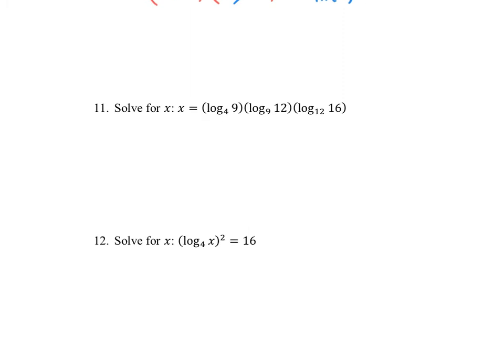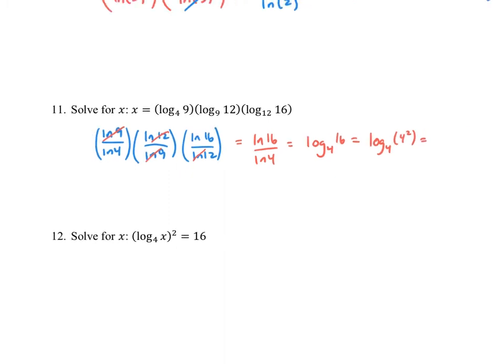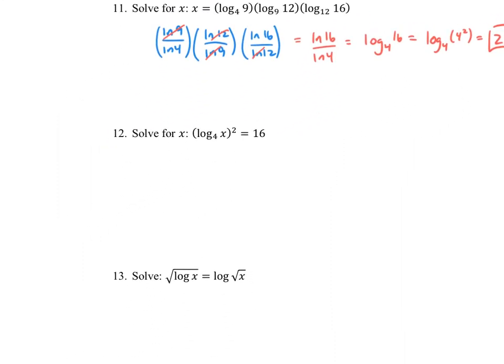Okay, number 11, I'm going to do exactly the same thing. I got natural log of 9 divided by natural log of 4, natural log of 12 divided by natural log of 9, natural log of 16, you can sort of see the pattern here, divided by natural log of 12. Okay, we can cancel, cancel, cancel, cancel. We have natural log of 16 over natural log of 4, which is log base 4 of 16, which is log base 4 of 4 squared, which is 2. All right, almost done. 2 more.